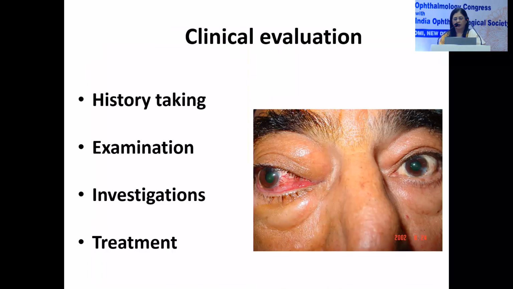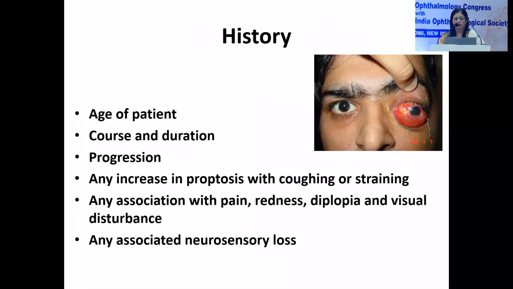the contralateral enophthalmos. So coming to clinical evaluation, it requires thorough, meticulous history taking and systemic and ophthalmic examination, so that we can narrow down our differentials, order our investigations, and plan our management. Coming to history, what all points are important? The age of the patient should be noted. What was the course, duration, and progression of the disease? Any increase following a Valsalva maneuver? Is it associated with any visual disturbance, diplopia, pain, redness, or any associated neurosensory loss?